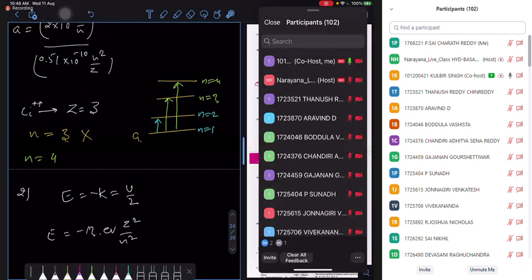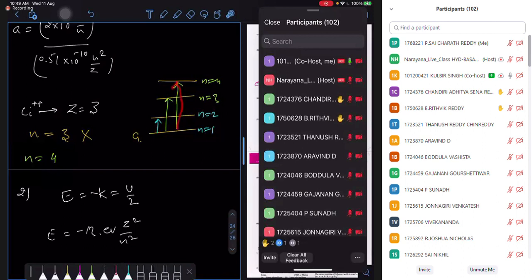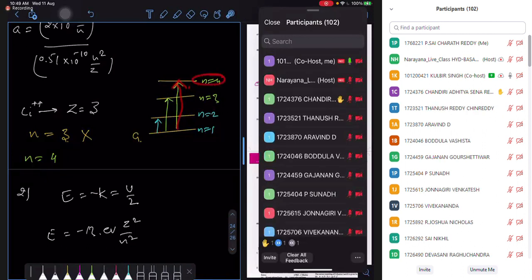The third excited stage. What are excitations? If you make a jump from the ground state, n equal to 1, to n equal to 2, that is the first excited state. Then you make a jump from 1 to 3, that's my second excited state. Then you make a jump from 1 to 4, that is my third excited state.